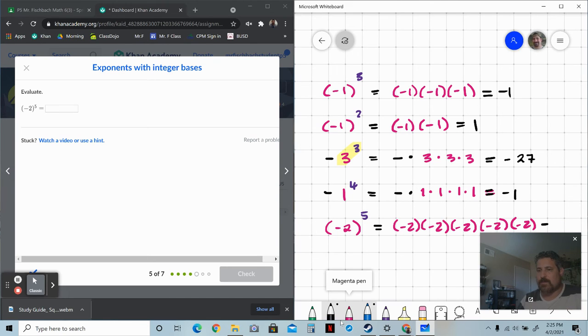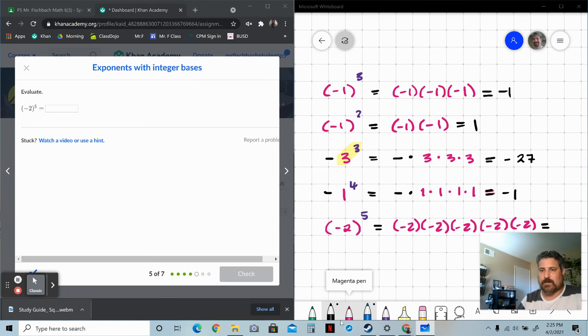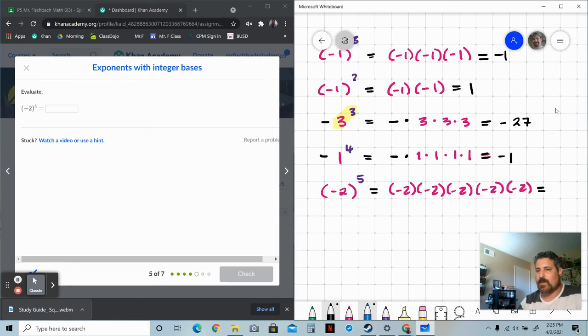And then what is 2 times 2 times 2 times 2 times 2? Well, let me scroll this out a little bit. It's going to be the same as 4 times 4 times 2. So it's going to be the same as basically 4 times 4 times -2, which is the same as 16 times -2, which is going to be -32. Okay, so this is going to be a negative answer, -32.